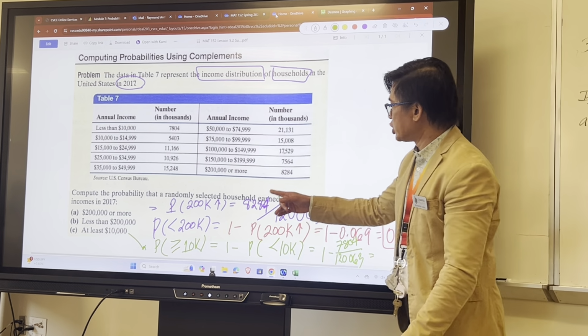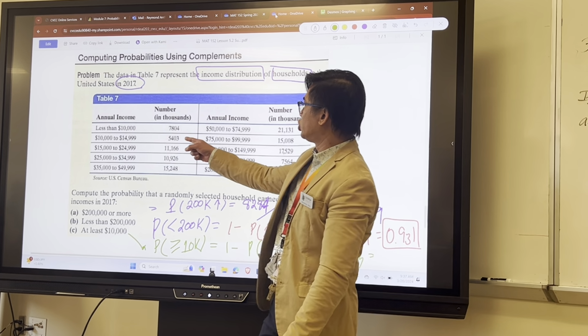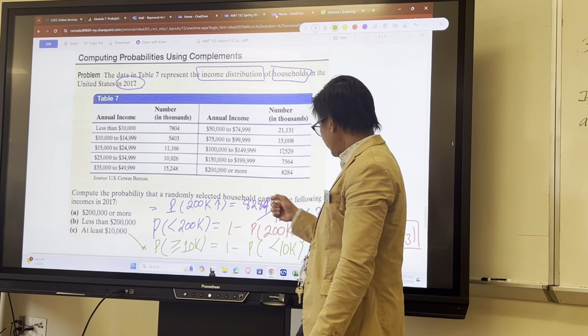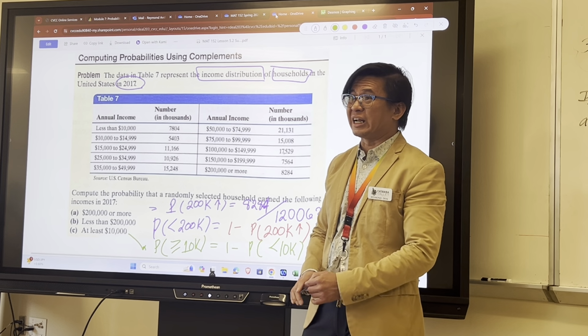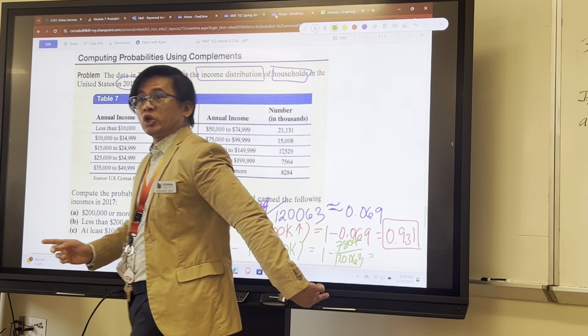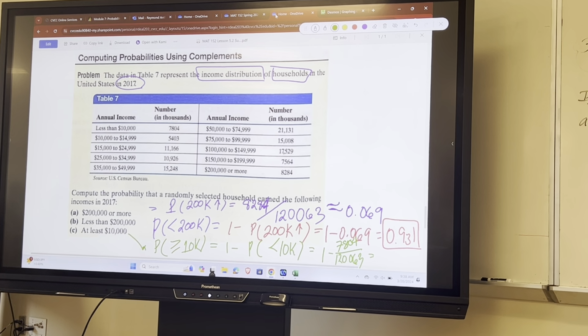So when you say at least 10,000, you don't need to do this, everything in here, add them up, and divide it by 120,060. That's a lot of work. By complementary event, it's easier to do it that way.